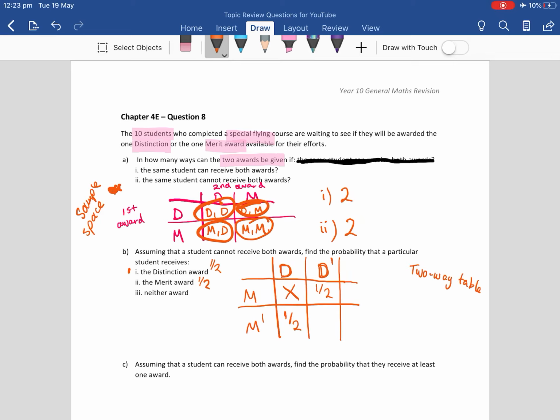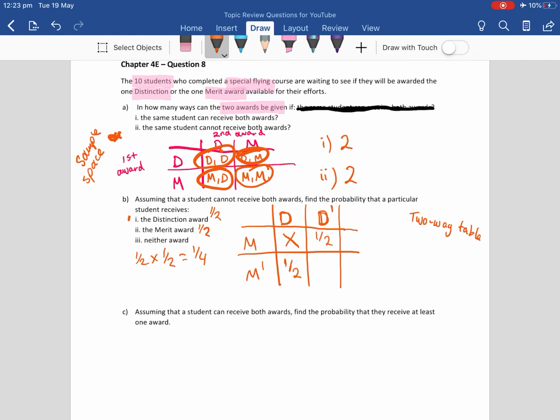Then we've got the merit award, so that's a half as well. Neither award, okay, so the probability of getting not a merit and then not a distinction, that means you actually need to go a half times a half. Okay, so to not get a merit is half times a half, so that's a quarter. So there's a quarter chance of getting neither award.